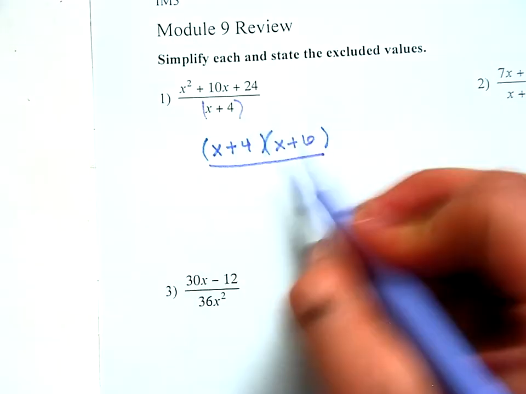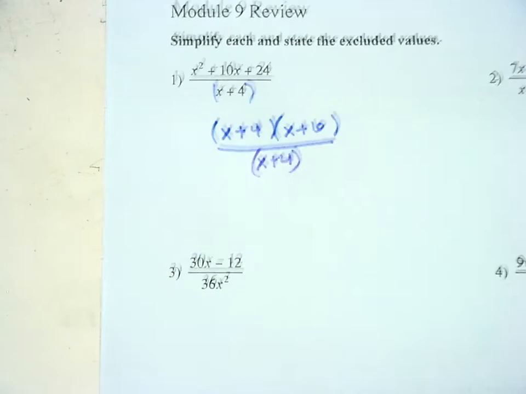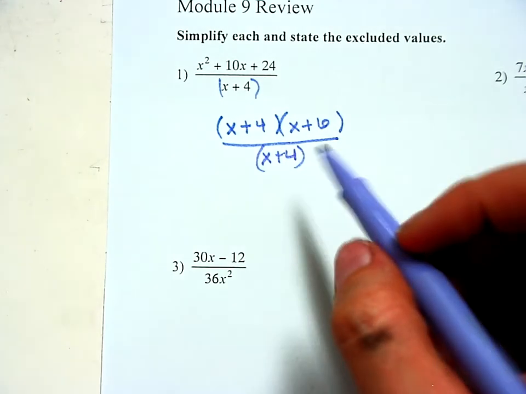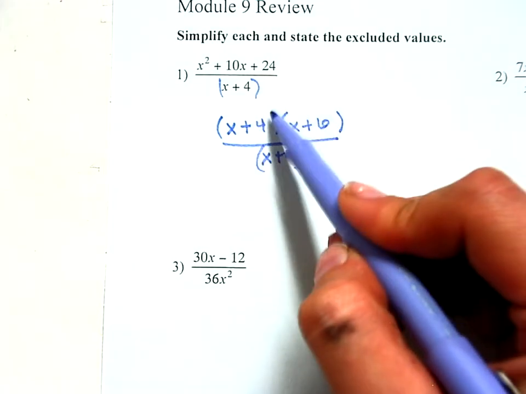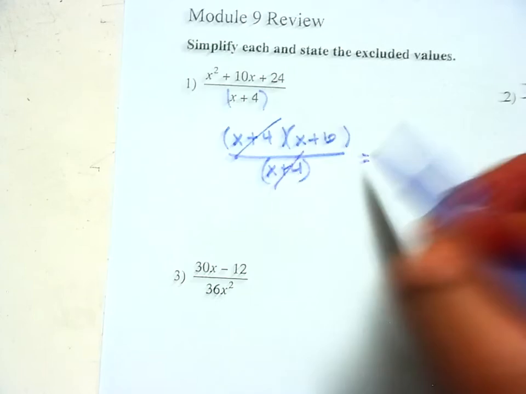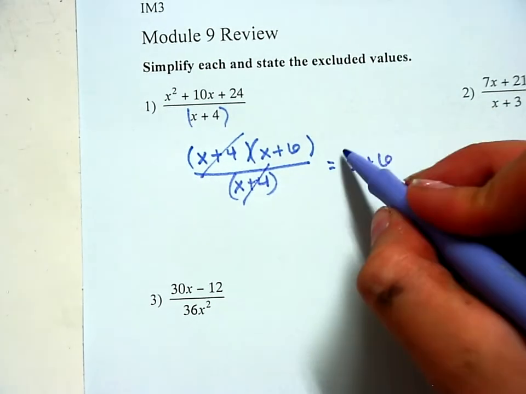This is already factored, it's just x plus 4. Okay, so you'll see now that I have x plus 4 and x plus 4 in the numerator and denominator. Now these factors are being multiplied, so I can absolutely cancel these, and all I'm left with is x plus 6. So that's my final answer.